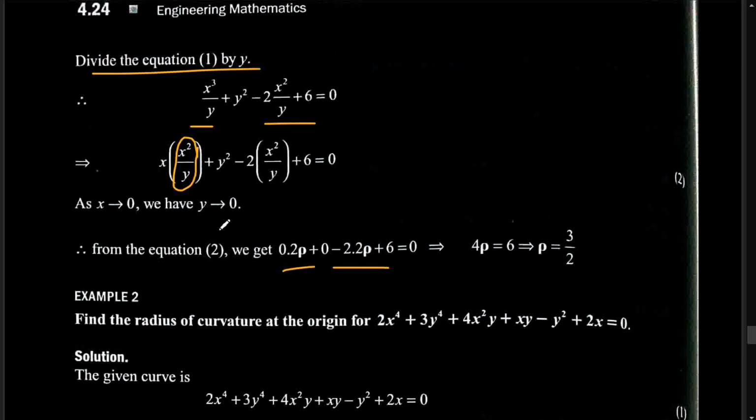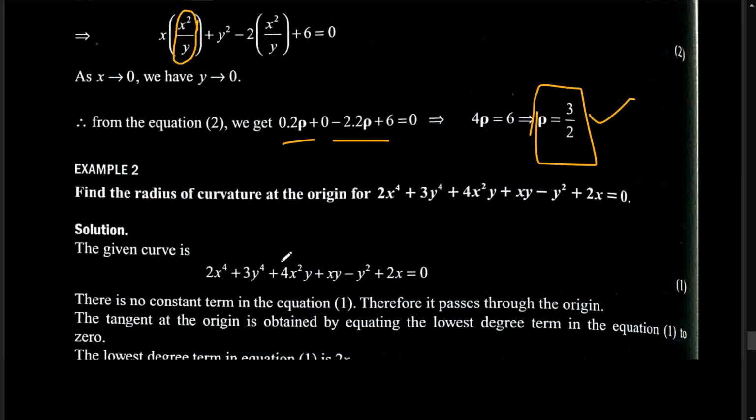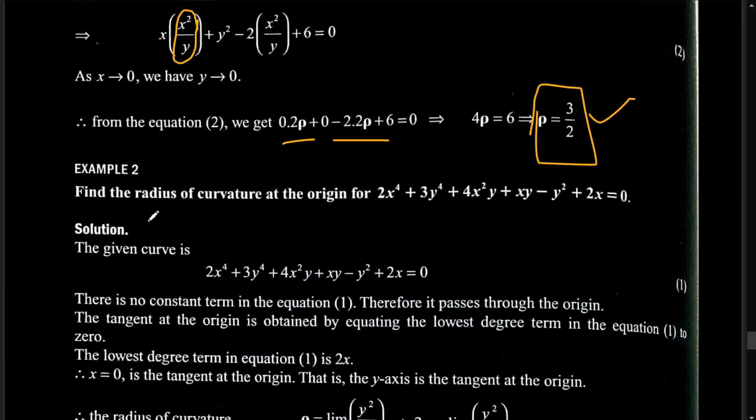And now put x is equal to 0, y is equal to 0, you have to get rho is equal to 3 by 2. That's nothing but our intent. That's the radius of curvature of the curve at origin. So find the radius of curvature at origin for this.